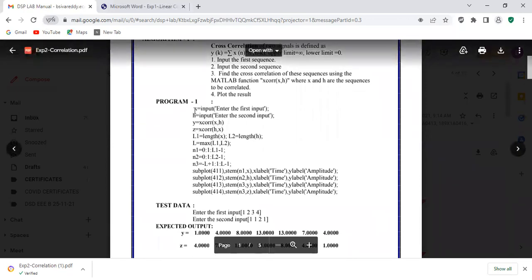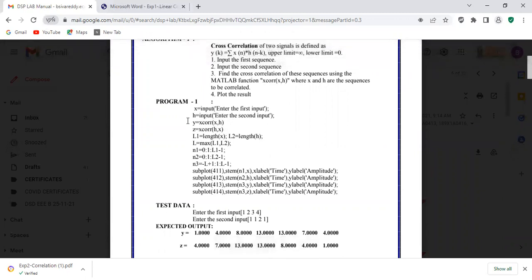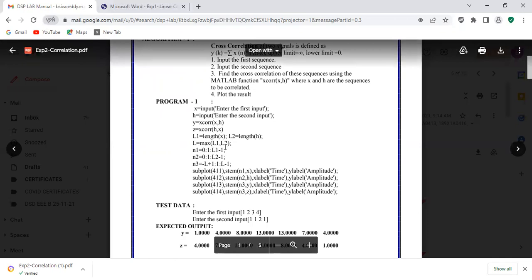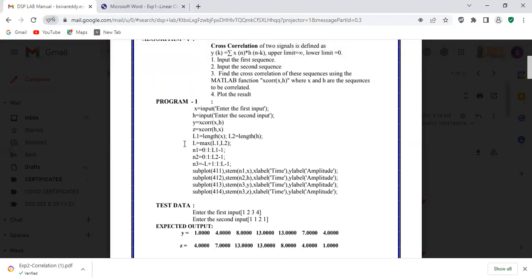While going for the program, first enter the input sequence x, then the second input sequence h. Then y equals xcorr(x, h), z equals xcorr(h, x). We are performing two functions here. We are finding the cross correlation between x and h, and the result is stored in y. The cross correlation between h and x, the result is stored in z. L1 is the length of x, L2 is the length of h, and the maximum of L1 and L2, whichever is maximum, is considered as L.